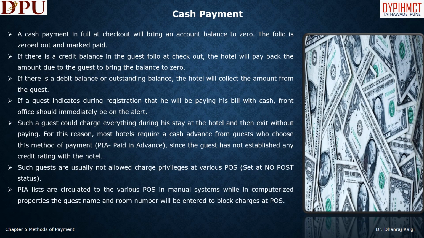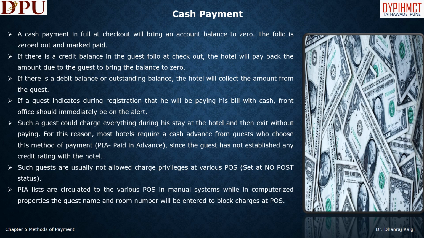Cash payment. A cash payment in full at checkout will bring an account balance to zero. The folio is zeroed out and marked paid. If there is a credit balance in the guest folio at checkout, the hotel will pay back the amount due to the guest to bring the balance to zero. If there is a debit balance or outstanding balance, the hotel will collect the amount from the guest.